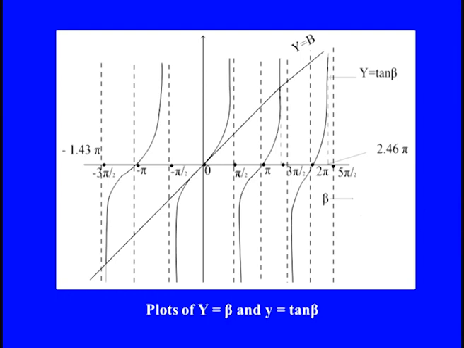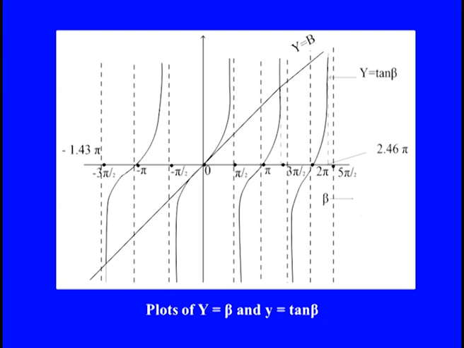The intersections occur at beta is equal to 0 and beta is equal to 1.43 pi and beta is equal to 2.46 pi etc. The root beta is equal to 0 corresponds to the central maxima, and for this we have I equal to I naught. The other roots like beta is equal to 1.43 pi, beta is equal to 2.46 pi etc. give the position of first maxima, second maxima, and so on.